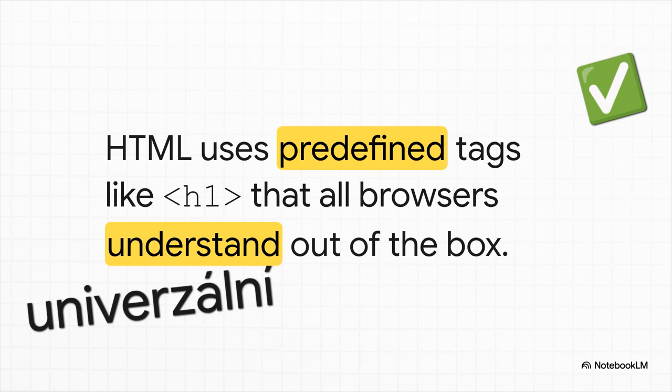And here is the absolute key to HTML. It uses a fixed set of tags that are predefined. A tag like H1 for a main heading is something that every single browser in the world already knows how to handle right out of the box. It's a genuine global standard.